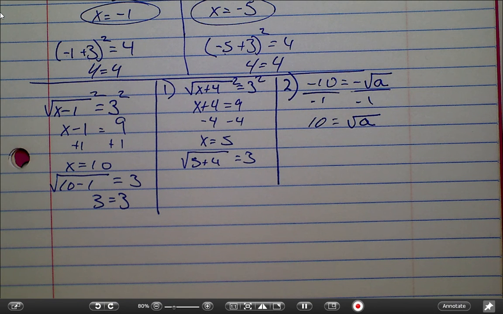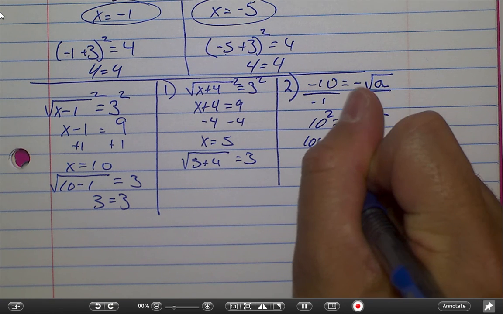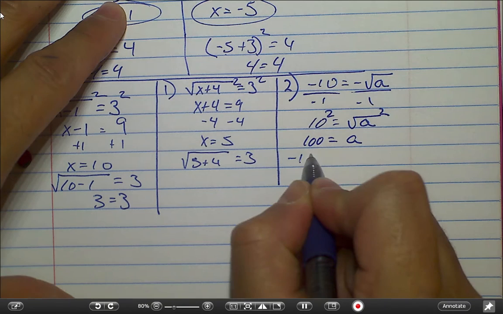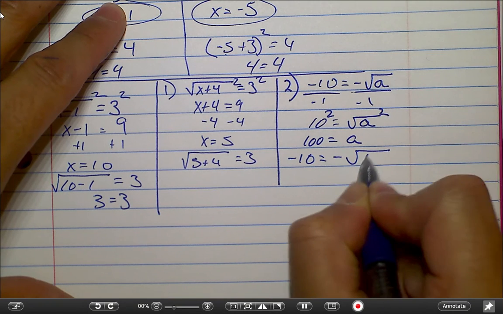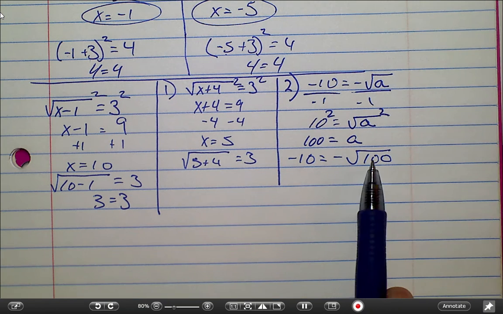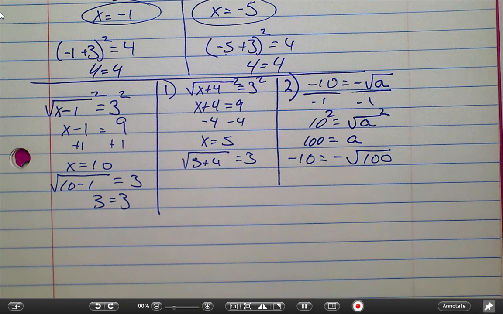And how would I undo that? Square both sides. 100 equals a. Now, is that going to be true? Negative 10 equals negative square root of 100. On the inside, square root of 100 is 10, and this makes it a negative 10. So yes, that does work. Okay.